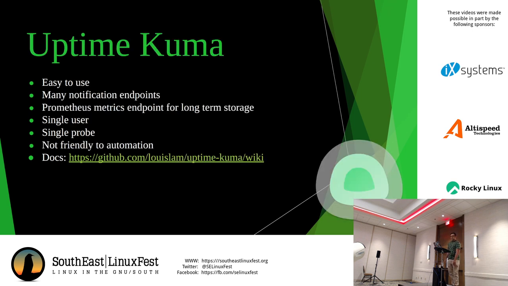For the optional services, we have Uptime Kuma. It's extremely easy to use. It supports a ton of notification endpoints if you or someone on your team just needs to know when a website is down and you don't want to go through the Grafana alerting pipeline. It also supports Prometheus metric scraping if you need to store what the response time of this application was for a long period of time, or you want to go through the Grafana alerts.